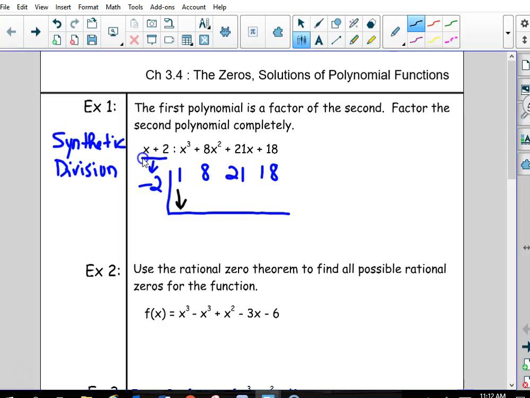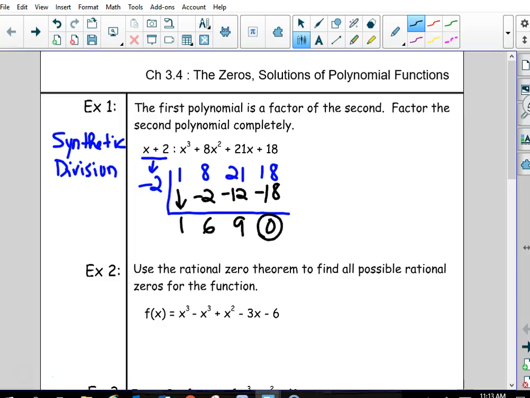Okay, so again, to start our synthetic division, we just pull the first coefficient down. Now we multiply -2 times 1. We combine the next column. We multiply by -2 again. We combine the next column and multiply by -2. Okay, so this is the remainder theorem that says if my remainder is 0, then x plus 2 is a factor of this polynomial.